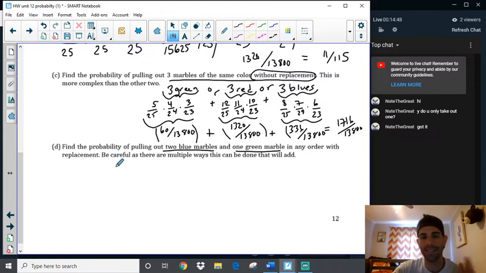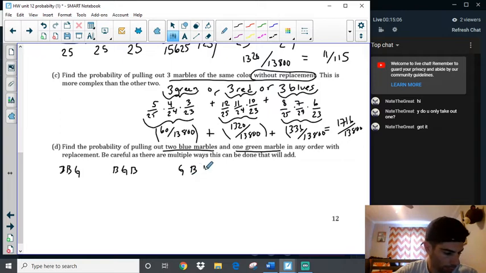Okay, so in C, we didn't put it back. In D, now we're going to put it back. Now, it's saying that you want 2 blue marbles and 1 green marble. Well, I could get blue, blue, green. I could get blue, green, blue. I could get green, blue, blue. All of those show the different ways you can get 2 blue marbles and 1 green marble. Now they don't care, so again, this is an OR probability.